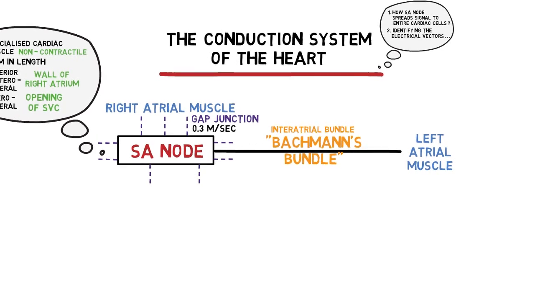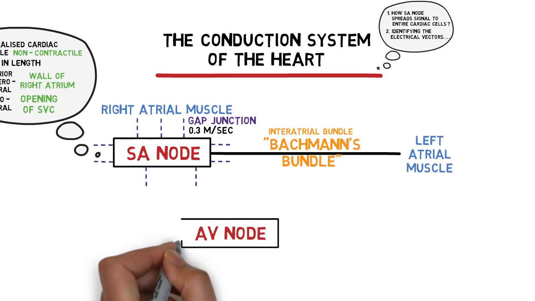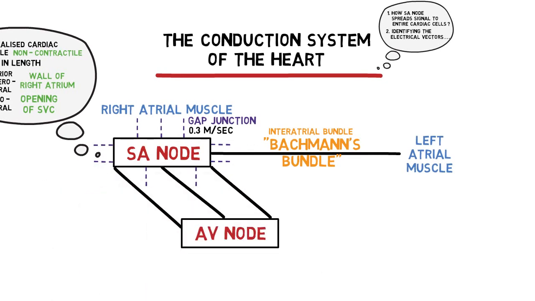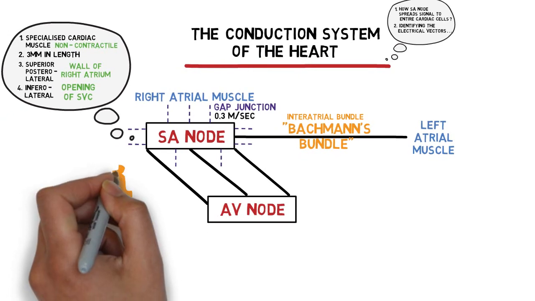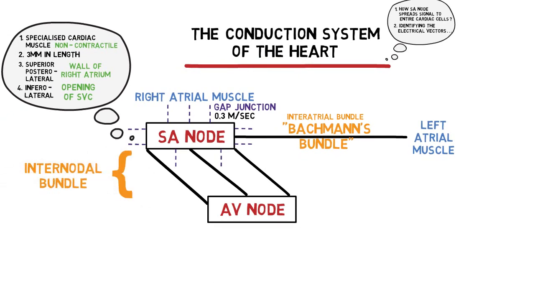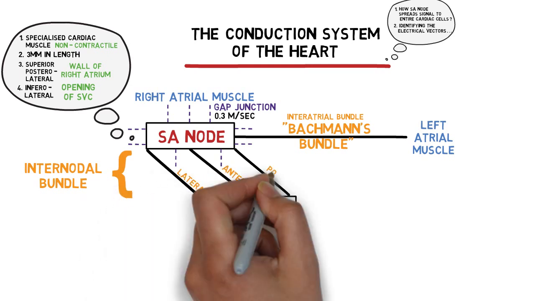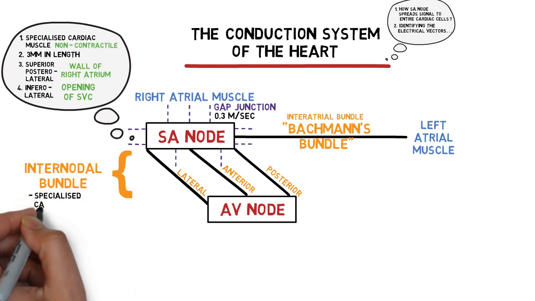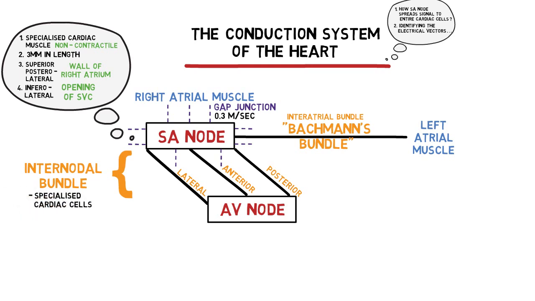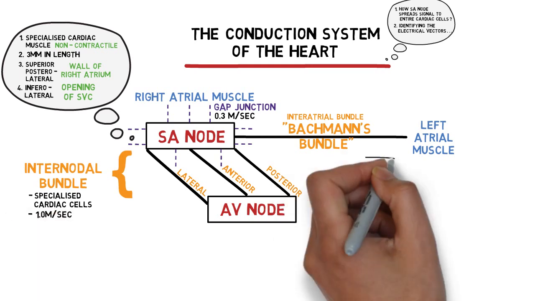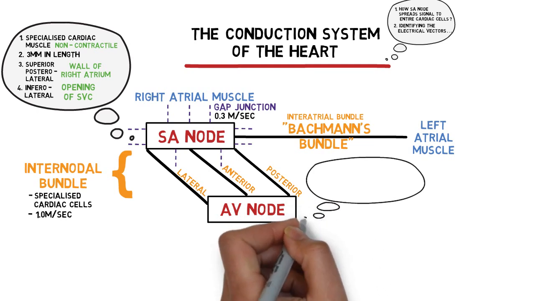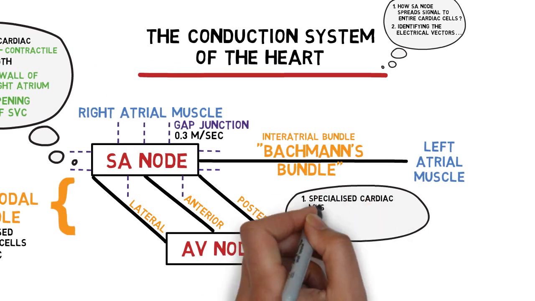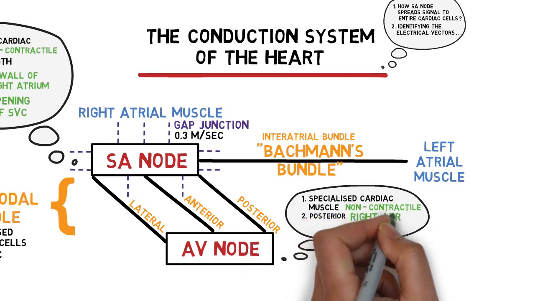The signal is transmitted to the AV node via three bundles collectively known as the internodal bundle, since it connects these two nodal tissues. These individual bundles are the anterior, lateral, and posterior internodal bundle. Similarly, it is a non-contractile kind of myocyte cell. It transmits the signal at a speed faster than gap junction, that is about 1 meter per second.